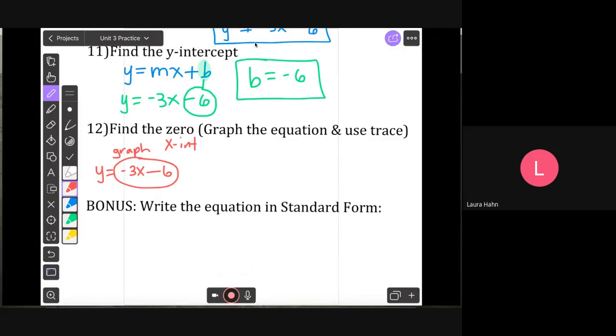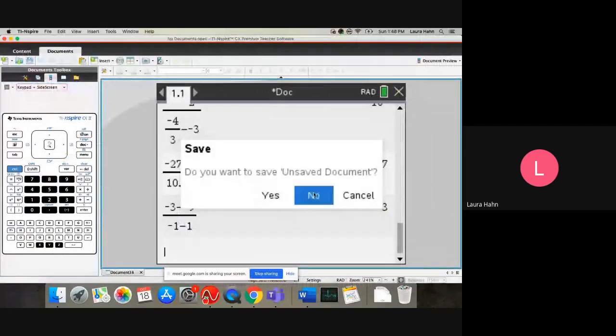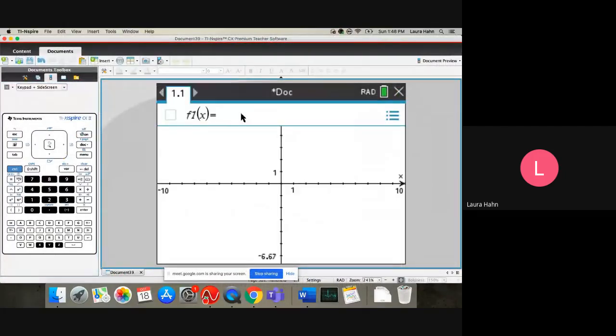So in my calculator, I'm going to go to a home page. I'm going to add a new document. We never save. And in my graph, I'm going to type in negative 3x subtract 6. Okay, so that's what it looks like.